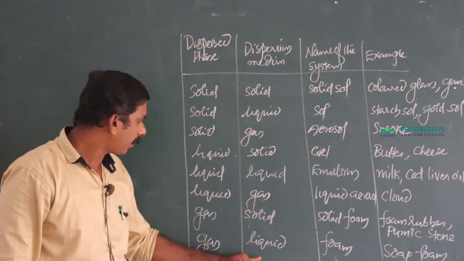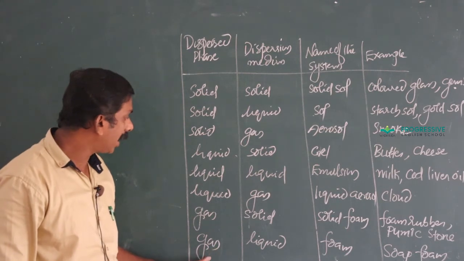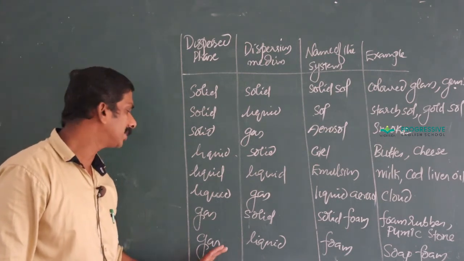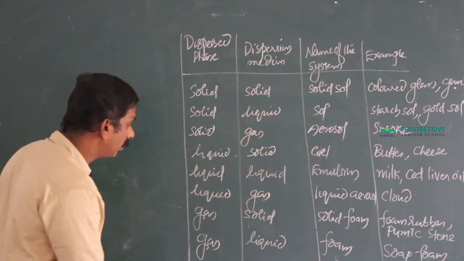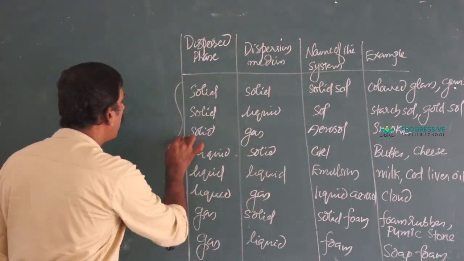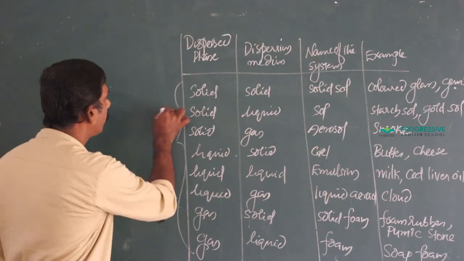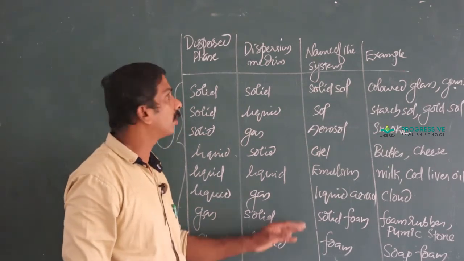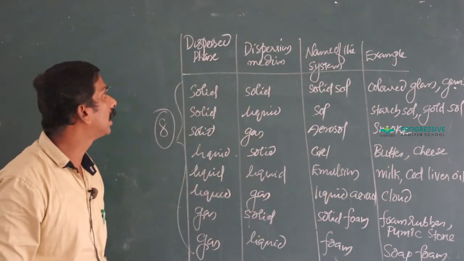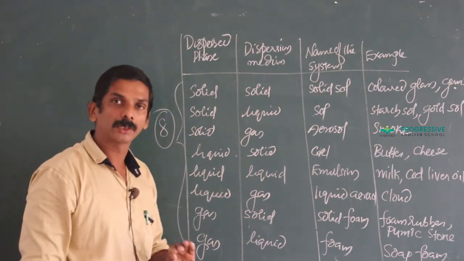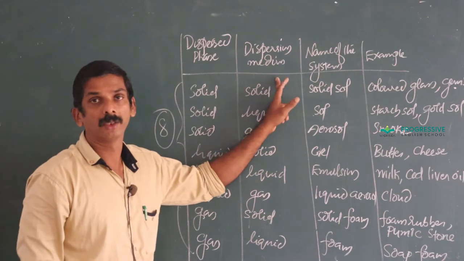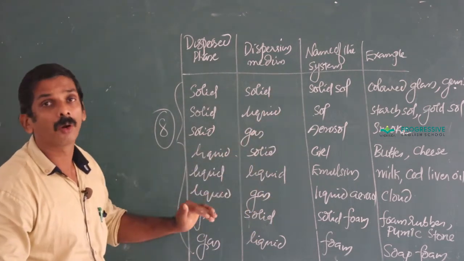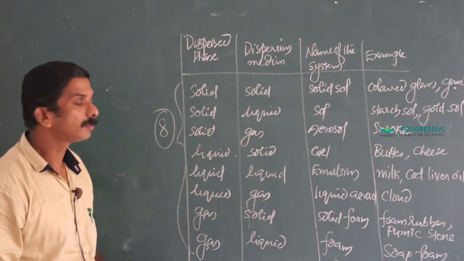The next possible type of classification is gas in gas. You know, gas in gas is a homogeneous system. Here colloid is a heterogeneous system. So only 8 groups are there, 8 types of classification based on the physical state of the dispersed phase and dispersion medium. There is no colloidal system in which gas is dispersed in gas. They form a homogeneous mixture, while colloid is a heterogeneous system.